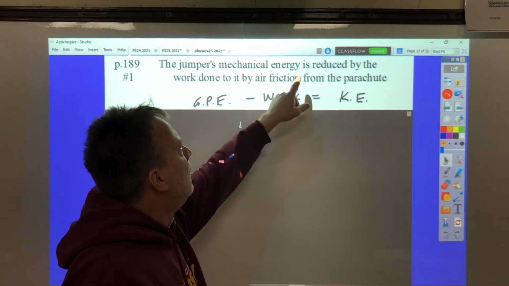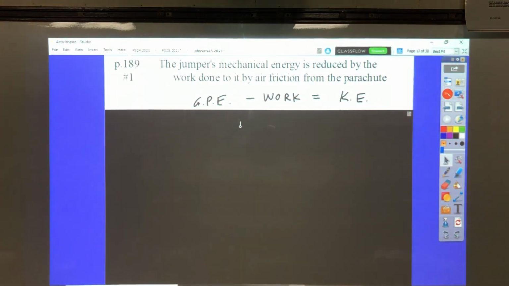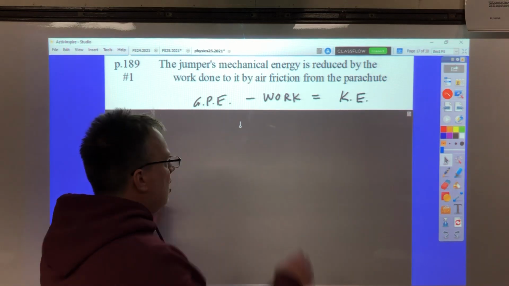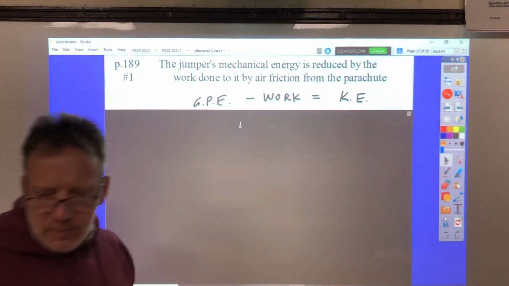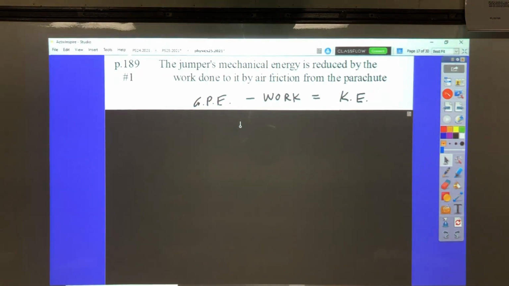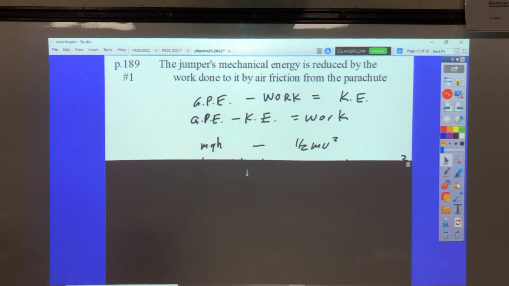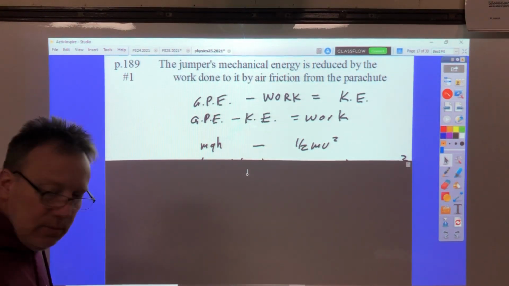So we want really work. It says, by what amount was the mechanical energy reduced? That's just work. So I have this number and this number. I'm going to take kinetic energy over here and look for the work. So we have those two. We have mgh, and we have 1/2 mv squared.